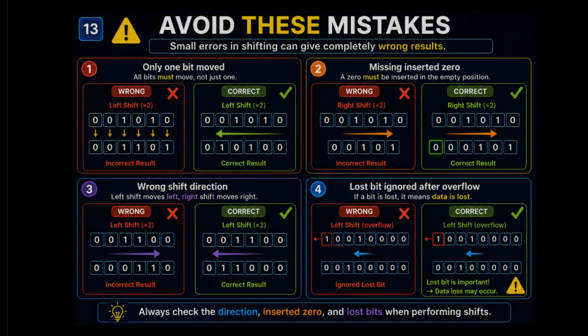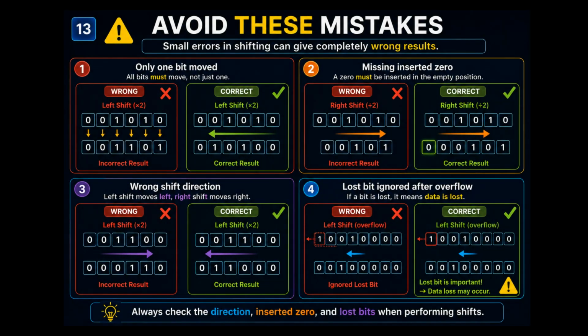space. Let's look at some common mistakes students make with binary shifts. Mistake 1. Moving only one bit. Remember, every bit must move together. Mistake 2. Forgetting to insert a 0 into the empty position. A left shift adds a 0 on the right. A right shift adds a 0 on the left.